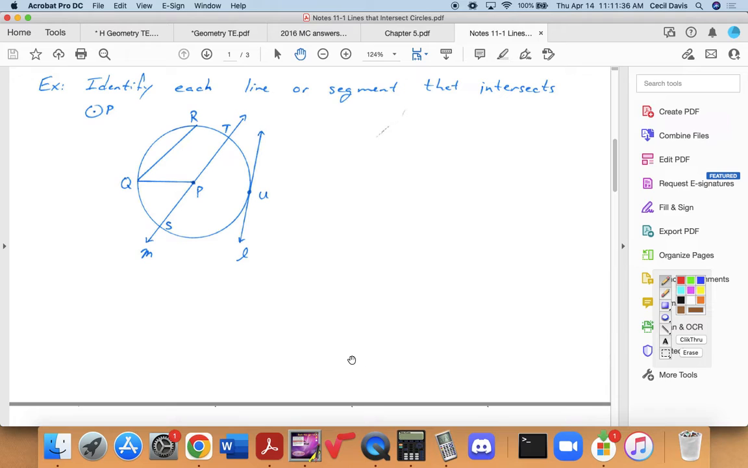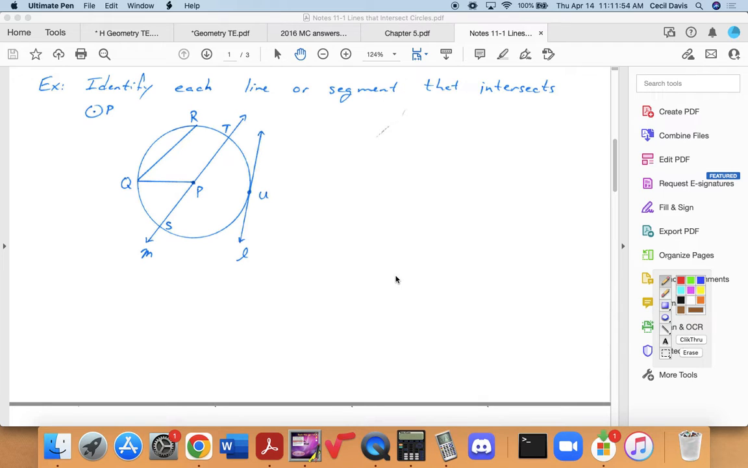real quick, identify everything in this. So every segment and every line gets an identification for this. Yes, well, we have to do angle measures for these types of things. It's coming. Just wait.